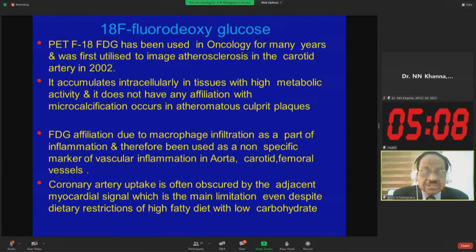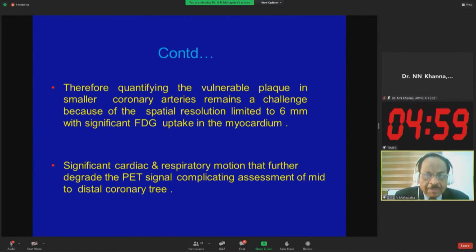But coronary artery uptake is often obscured when you use F18 FDG because of the myocardial uptake. Therefore, quantifying the vulnerable plaque in smaller coronary arteries remains a challenge when using F18 FDG, because the spatial resolution is limited to 6 mm. Significant cardiac and respiratory motion further degrade the PET signal, complicating the assessment of the mid to distal coronary artery.